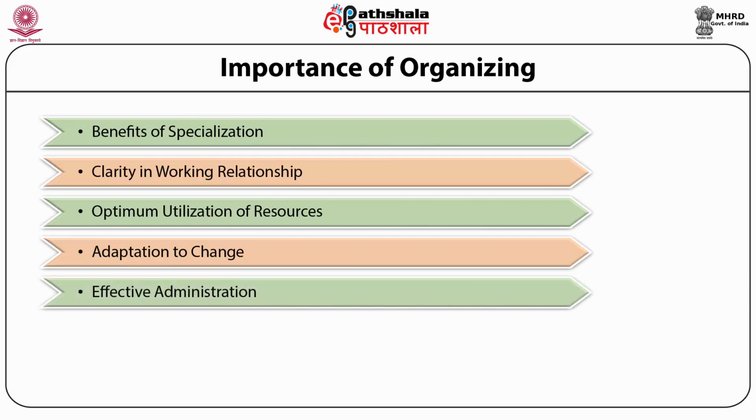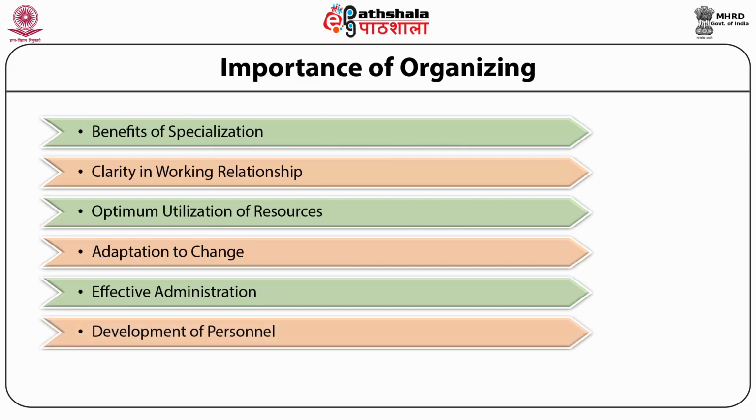Effective administration. Organizing makes administration effective by clarifying the authority of each position and its responsibility. Everyone also knows to whom he is accountable. In this way, the confusion on authority is put to an end and effective administration becomes possible.